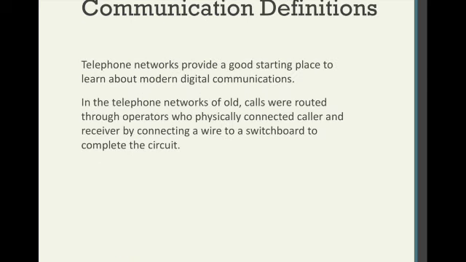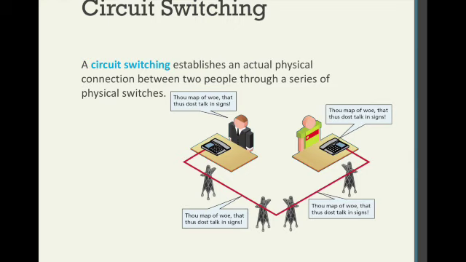Before we talk about the internet, which is a form of digital communications, let's first look at how analog communication works. Let's take the example of telephone networks, where there is a dedicated connection between the caller and the receiver for the entire duration of the conversation. The telephone networks are also known as circuit switched networks. In circuit switching, there is a physical connection between two people through a series of physical switches, as you can see in this figure.